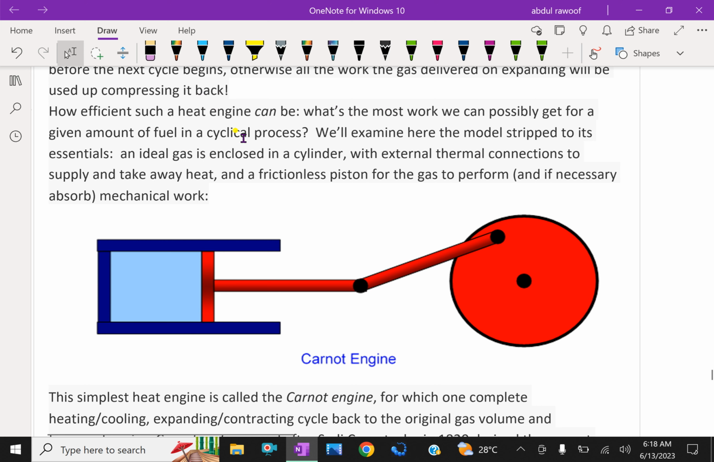How efficient can such an engine be? What's the most work we can possibly get for a given amount of fuel in a cyclical process? That means the efficiency of the engine depends on how the work is delivered from that engine, that is, maximum. We will examine here the model stripped to its essentials. An ideal gas is enclosed in a cylinder with external thermal connection to supply and take away heat, and a frictionless piston for the gas to perform and, if necessary, absorb mechanical work.